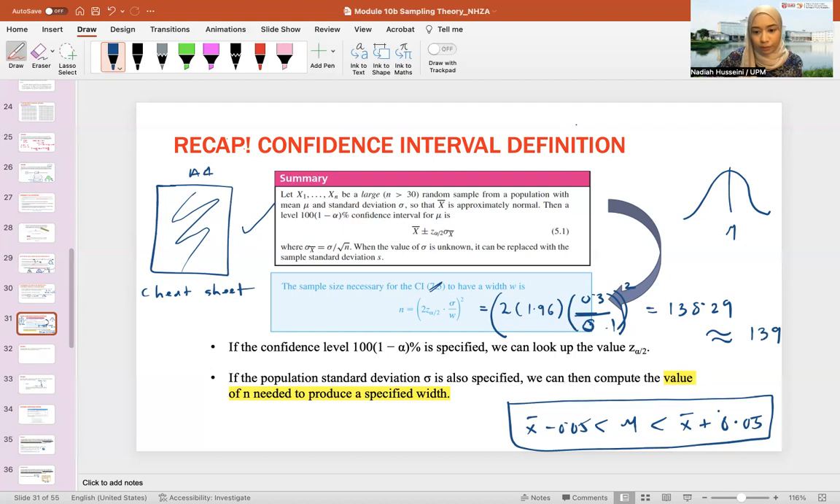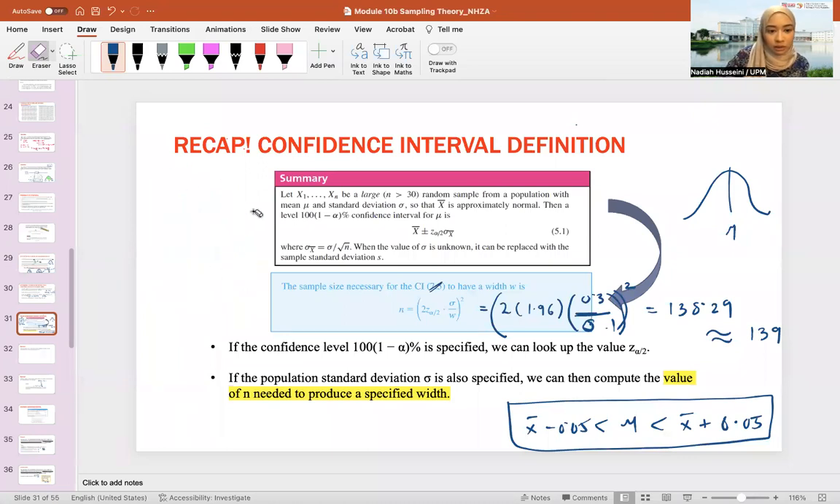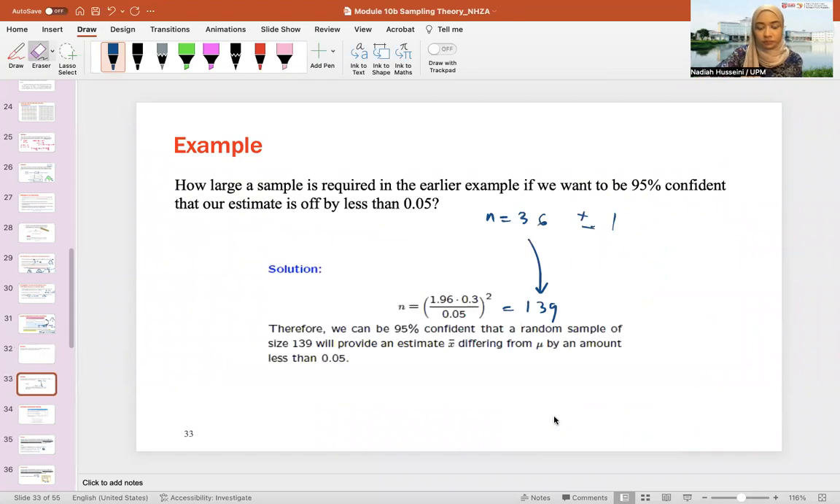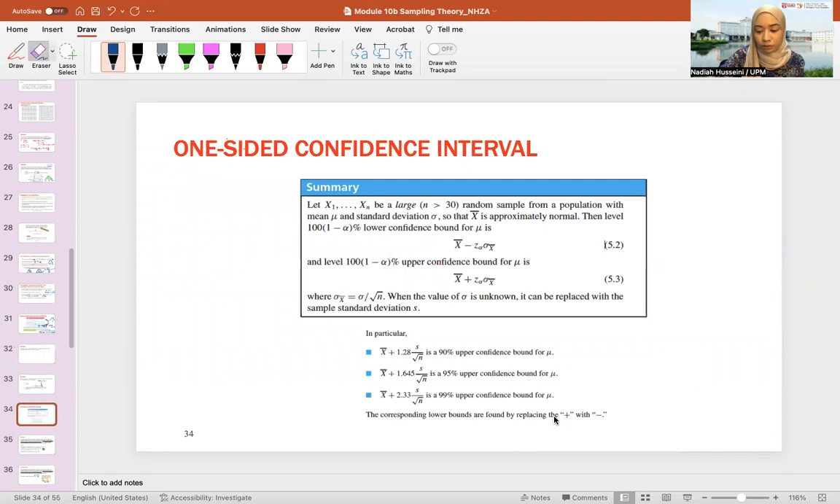Okay, so does anyone have any question about this one? I'm gonna write this as part of the instruction for your exam as well, so don't worry. Any questions about the sample size for a specified width for a confidence interval? So everyone's okay with this? Gonna move on. Okay, so the solution is here. You can go back to the lecture video if you don't get it, or you can also ask me through WhatsApp.